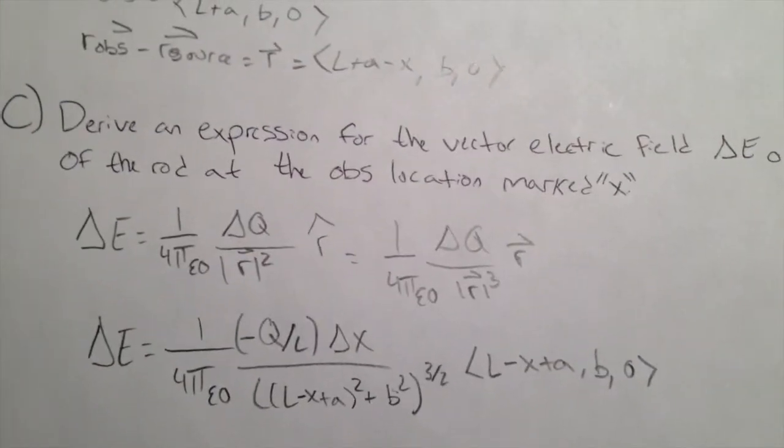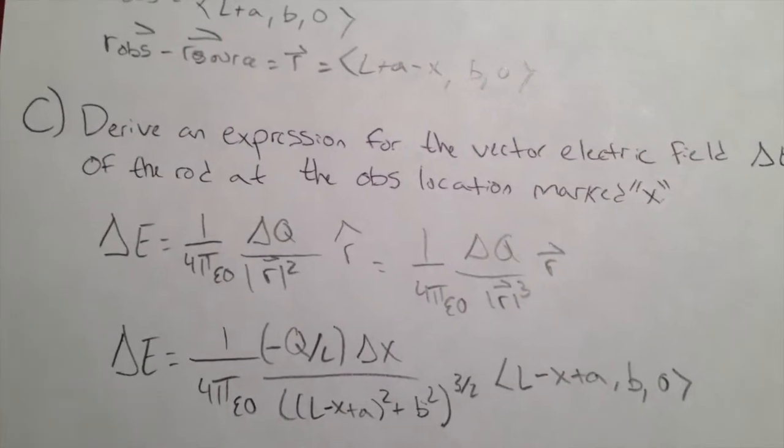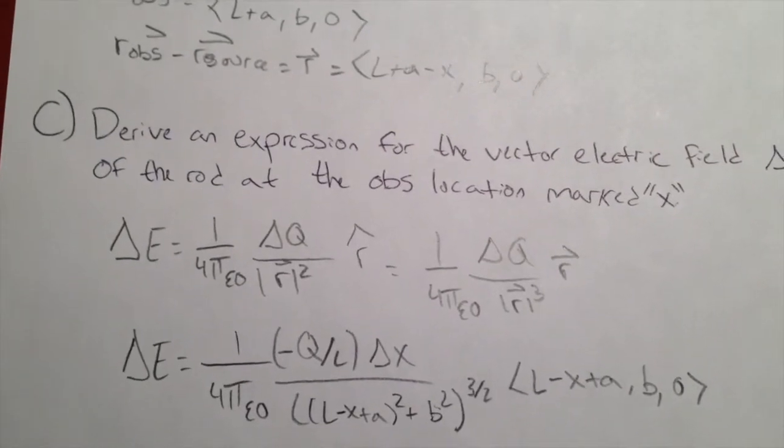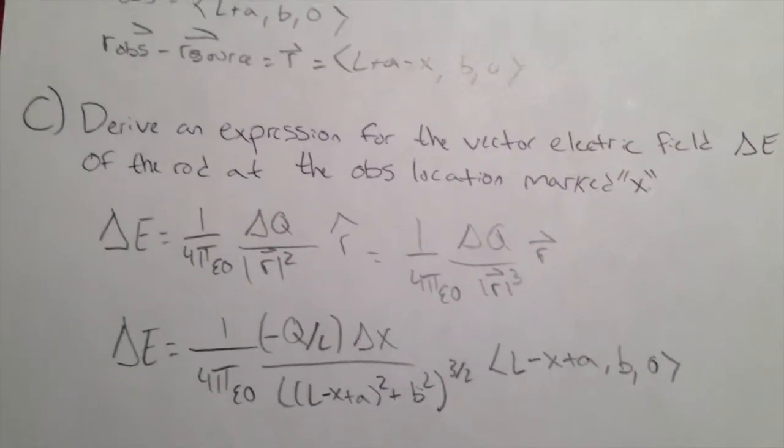So when we plug in for this, we know that delta Q is equal to negative Q over L, as we found in part A. The delta X is something we still have to take with respect to. 1 over 4 pi epsilon naught is just a constant. It's equal to 9 times 10 to the 9th approximately.